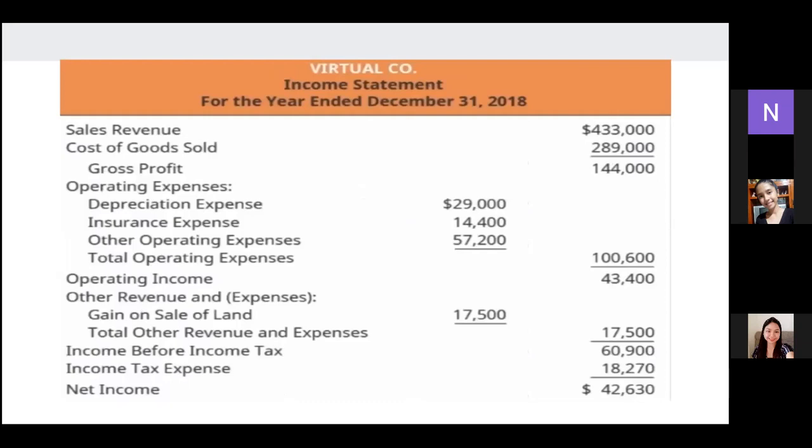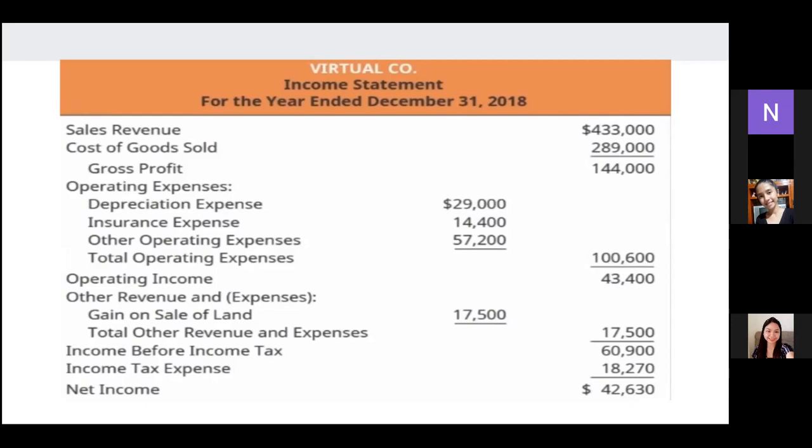So, ito naman yung income statement ng Virtual Co for the year ended December 31, 2018. Dito makikita natin kung paano nakuha yung net income na magagamit natin mamaya para doon sa paggawa natin ng statement of cash flow niya.